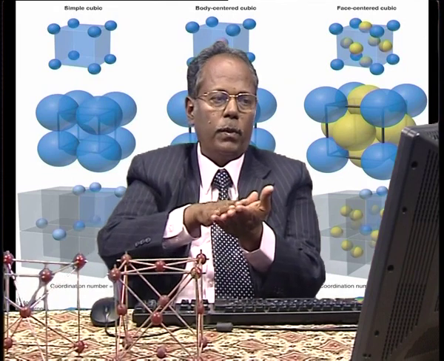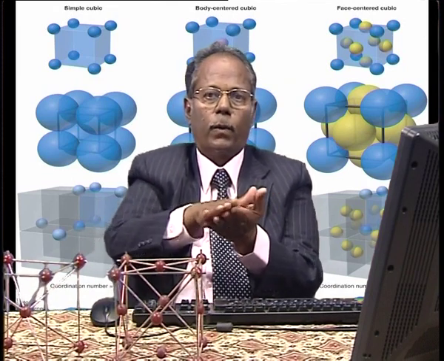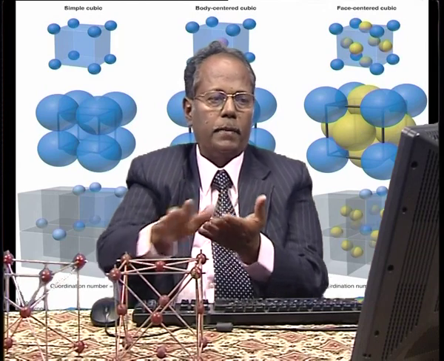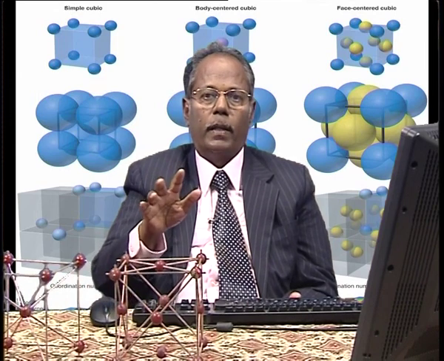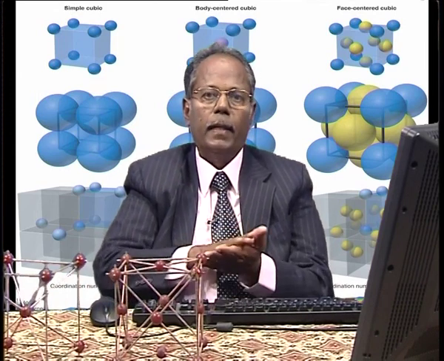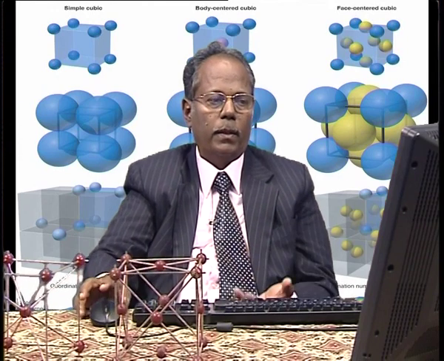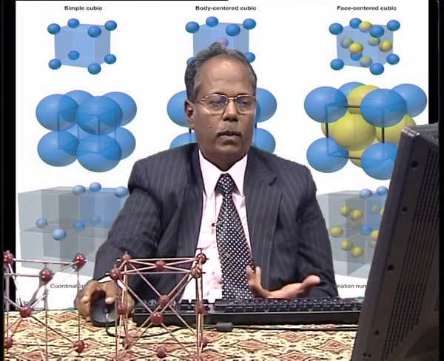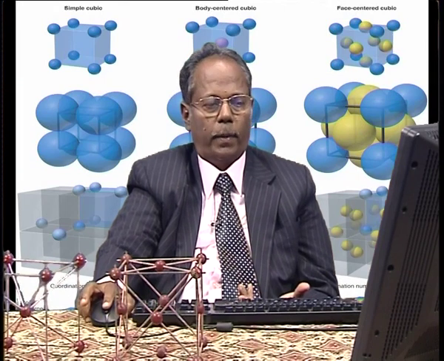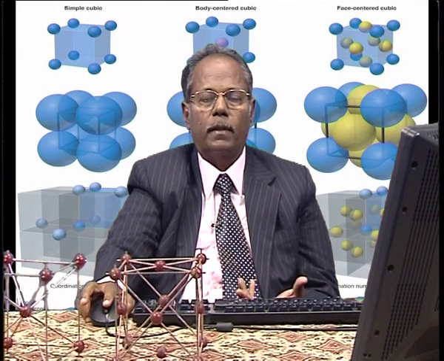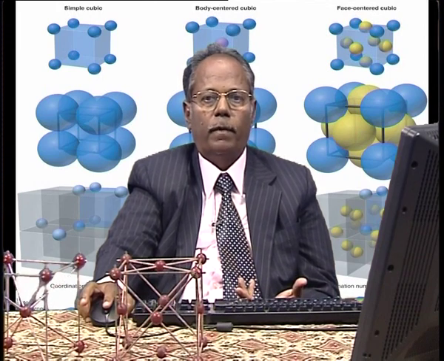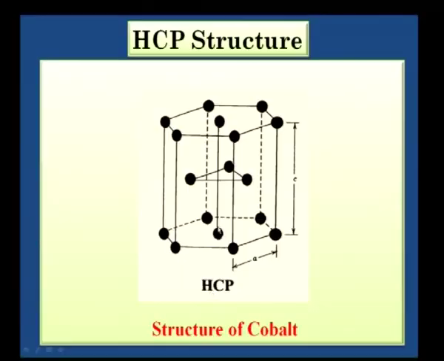So the layers can easily slide over one another. The bonding is the van der Waals bonding, and because of the sliding, graphite acts like a lubricant, like grease. Graphite is an example of a simple hexagonal structure, and an example of a solid in which you have van der Waals bonding.